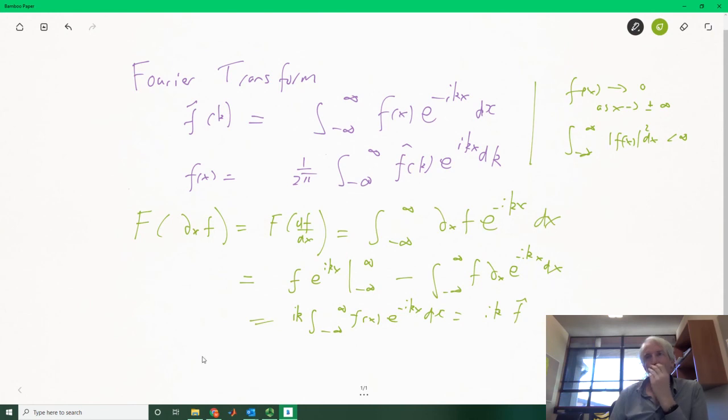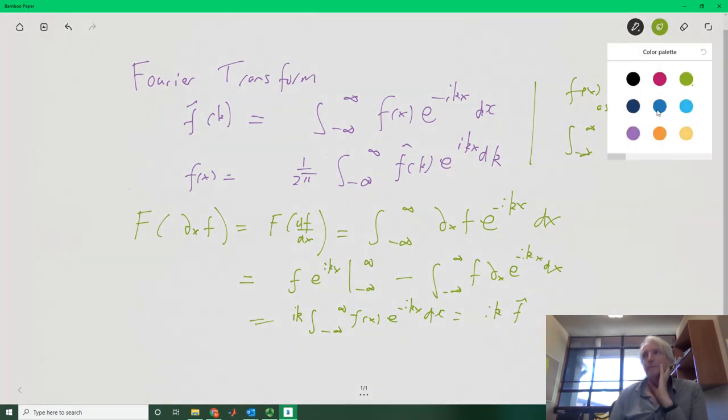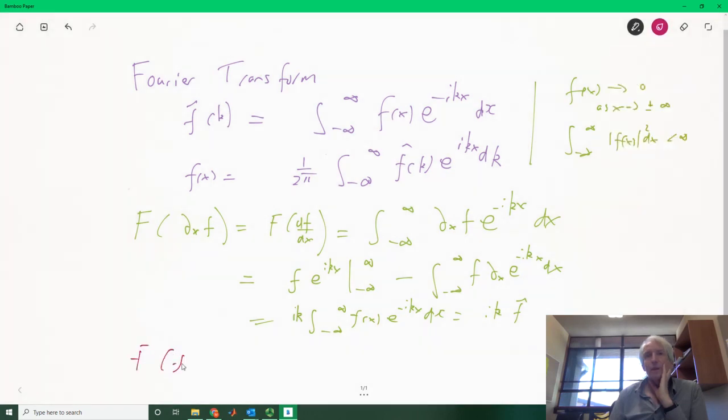You might like to think about what the Fourier transform of the shift is. What I mean is, what's the Fourier transform of f of x minus a? That's equal to dot, dot, dot. So the shift operator also becomes multiplication, not by ik, but by something else.